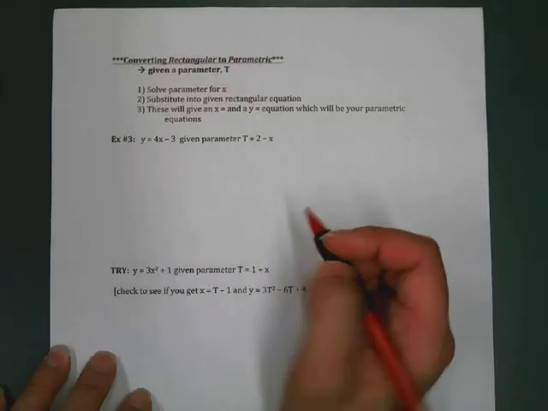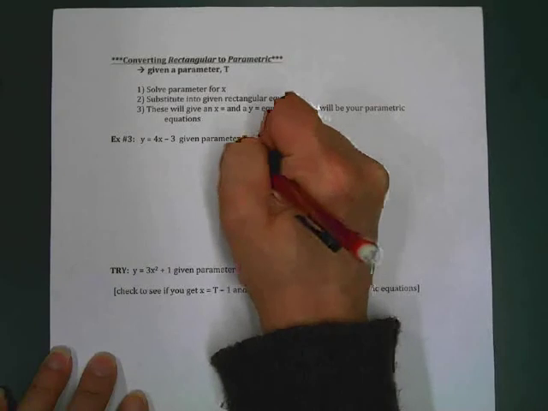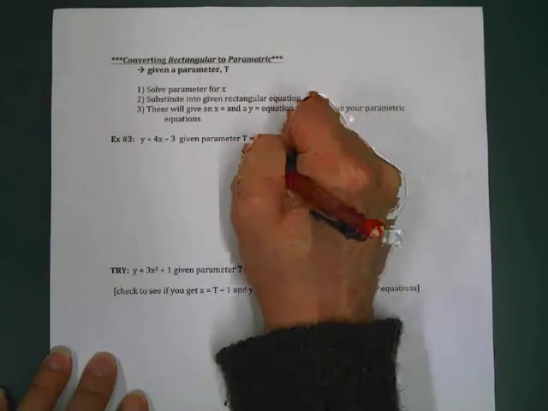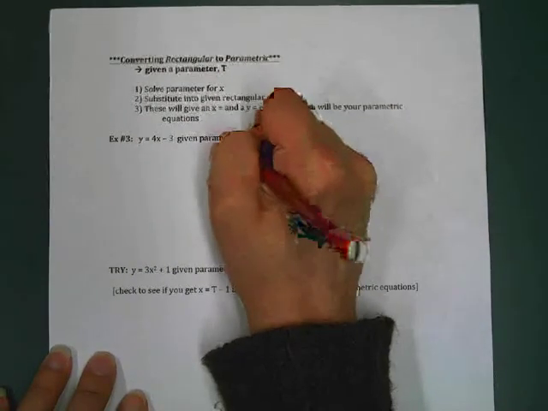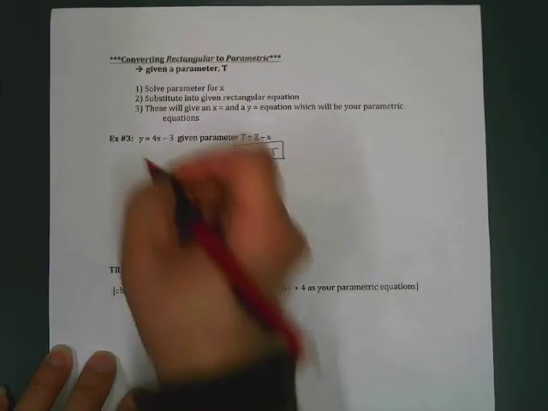So we're going to do step 1, solve your parameter for x. So you're going to say x is equal to 2 minus t. So we already have our first parametric equation. And we're going to take that and plug it into our y equals equation.